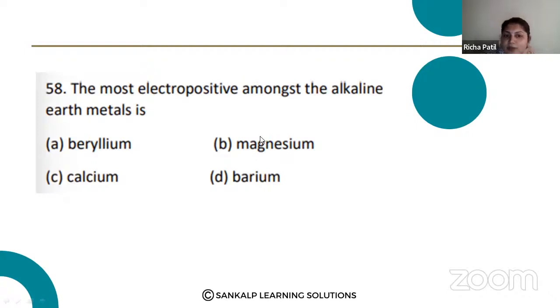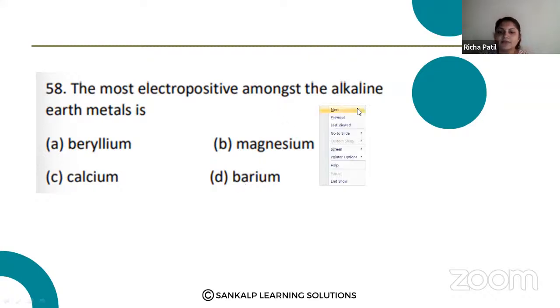Which is the most electropositive amongst the alkaline earth metals, which can easily give up electrons? It is D, barium.